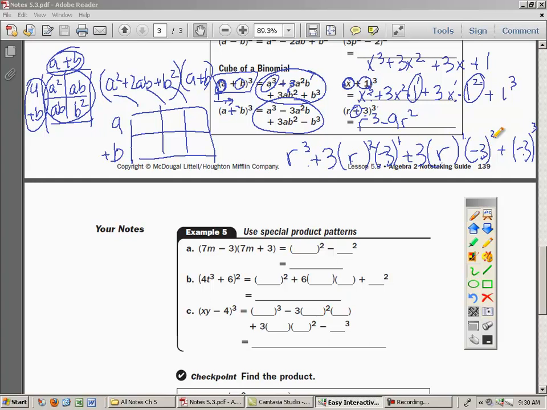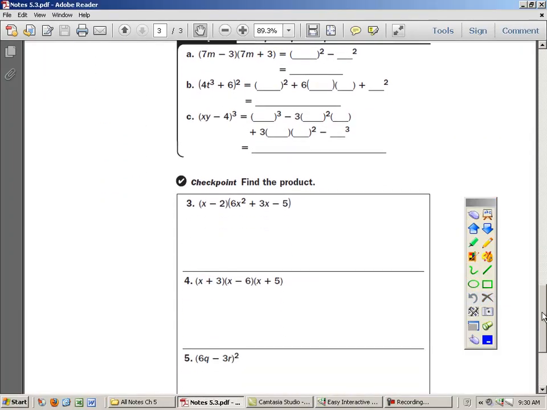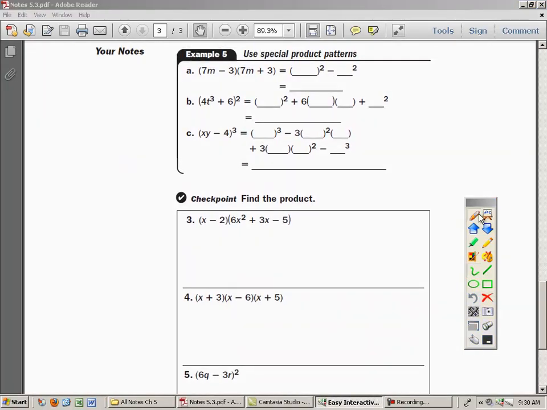So this becomes positive 9 times 3, which is positive 27r. And then on the last term, this becomes negative 3 cubed, which is negative 27. All right? So those are the patterns. Let's actually use them on the top of the next page. First of all, the first one is the sum and difference pattern.